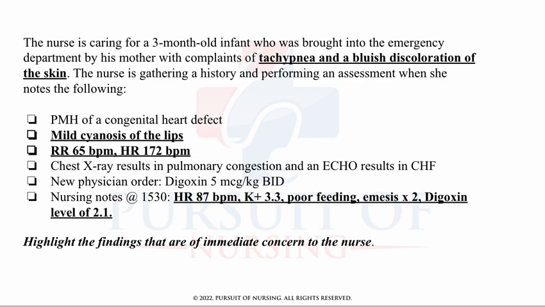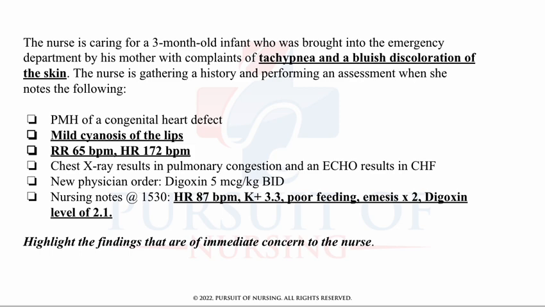All right, so any reports of respiratory distress are concerning. So the tachypnea, the bluish discoloration of the skin, the respiration rate being 65, heart rate being 172. And then also we have the heart rate of 87, K of 3.3, poor feeding, emesis, and the digoxin level of 2.1 after the nurse initially administered the order for digoxin.